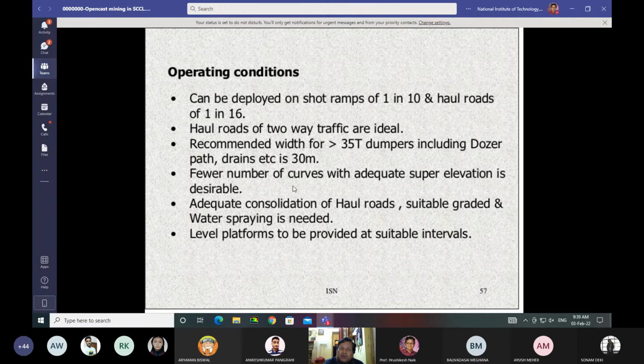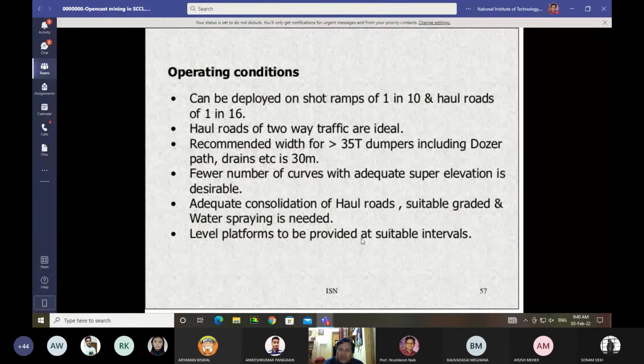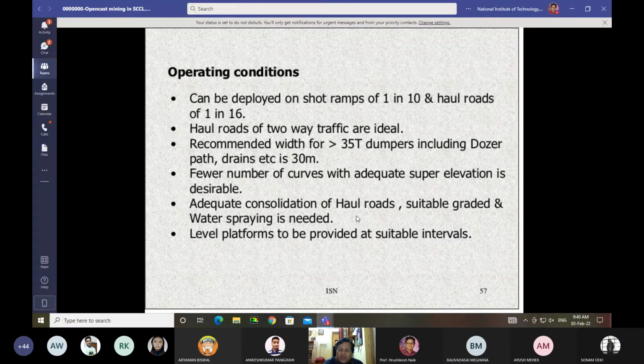Okay, fewer number of curves. There should not be many curves, with adequate super elevation on the haul roads. Otherwise, the dumpers will fail or they will meet accidents. There should be adequate consolidation of the haul roads, suitably graded, and water spraying should be carried out so that no dust is generated on the haul roads. Level platforms to be provided at suitable intervals so that the trucks can easily move from one place to another. So these are the operating conditions of a dumper.